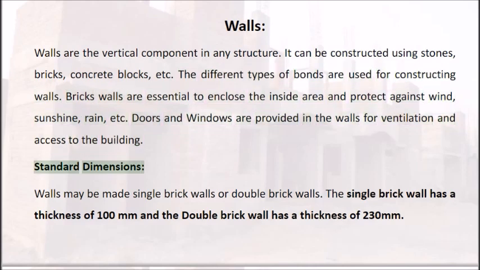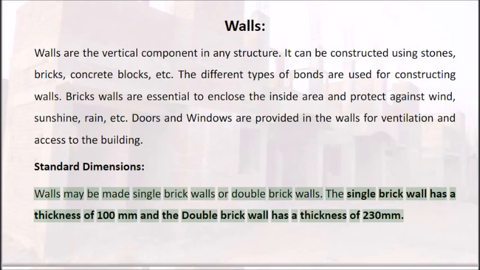Standard dimensions. Walls may be made as single brick walls or double brick walls. The single brick wall has a thickness of 100 mm and the double brick wall has a thickness of 230 mm.